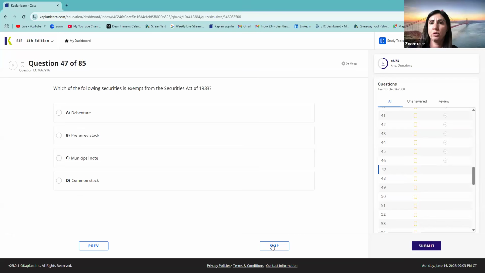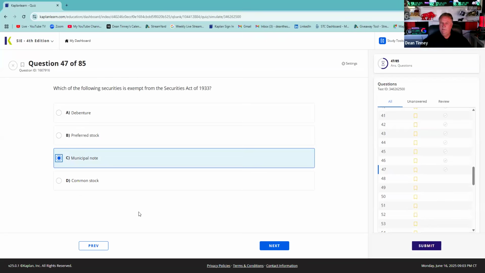The municipal note. Yeah, the municipal notes, municipal securities are exempt from 33, right? They don't have prospectuses. They don't make registration statements. What municipalities use, whether it's a TAN, tax anticipation note, or a BAN, a bond anticipation note, or a tax and revenue anticipation note, these municipal notes are issued by municipalities to even out their cash flow.